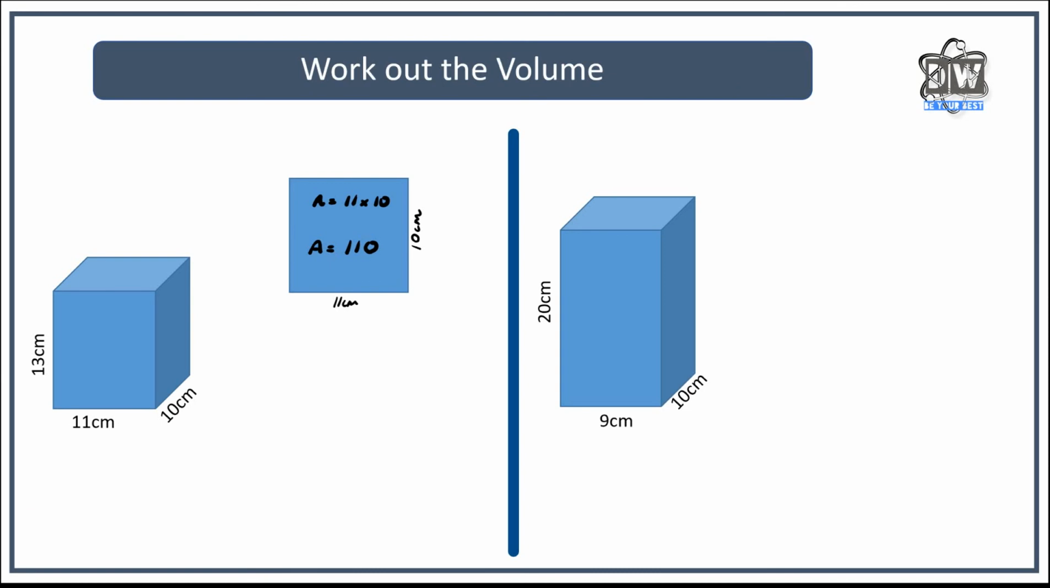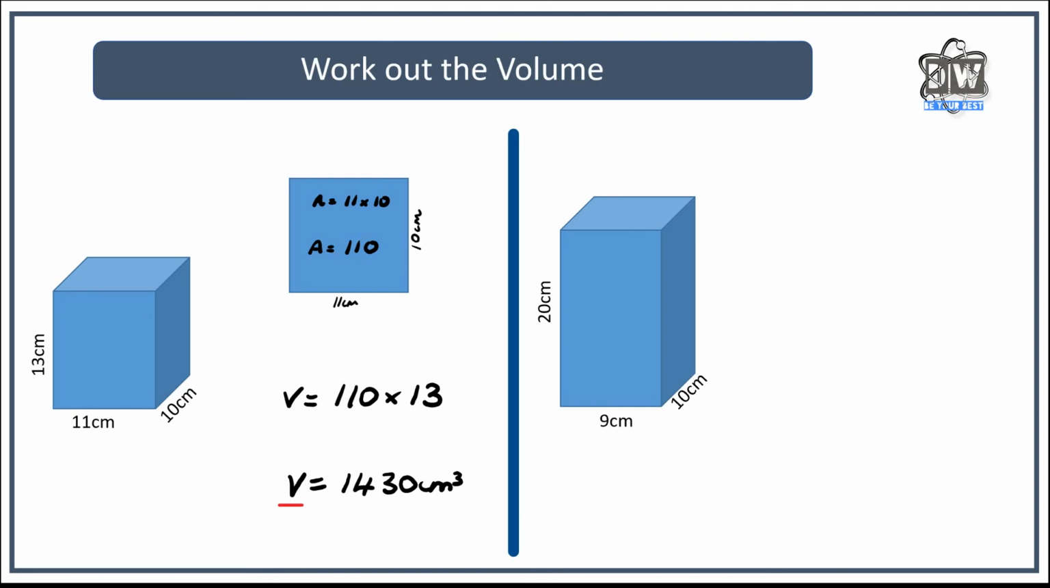And then all we do to find the volume is take our 110 and times it by the height of our shape. So volume equals 110 times 13, and that will give us our answer of volume equals 1,430 centimeters cubed. Do not forget the cubed. So make sure if you didn't pause the video earlier, you pause the video now and give the next one a go on your own, and only come back when you've finished.